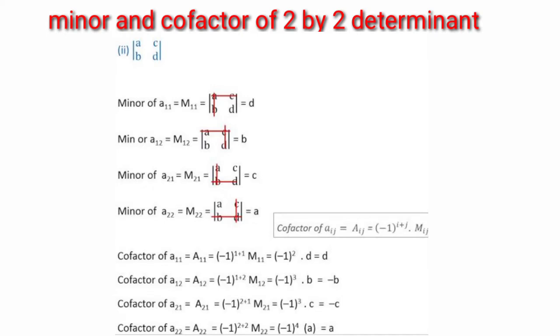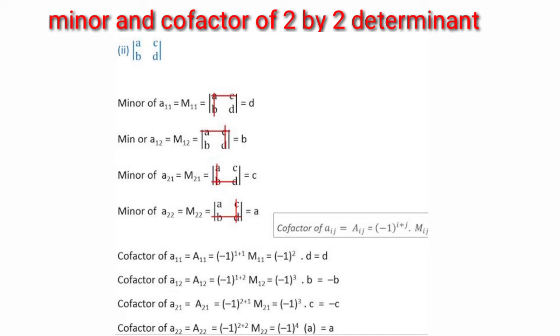Minors and cofactors of a 2x2 determinant. Here the elements of the matrix are given, the determinant is A, B, C and D. So the minor of A11, means minor of A: we remove A, C and B. So the minor will be what? D. Similarly, minor of A12 means the element of the matrix first row, second column. So deleting A, C, D, the answer will be B.